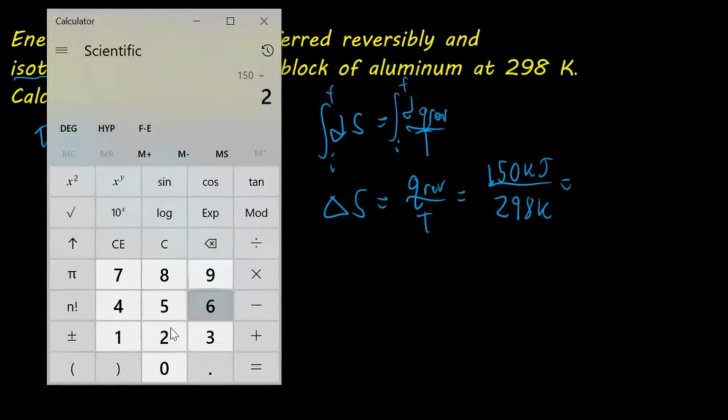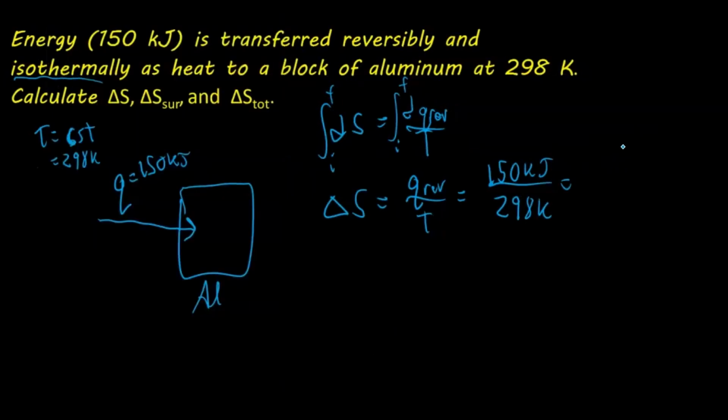150 divided by 298 equals 0.503 kilojoules per Kelvin, or we can write it in joules. Doesn't matter. Joules per Kelvin. It's kind of nicer to see this number, I think. So 503 joules per Kelvin, that's how much the entropy of the system changes.